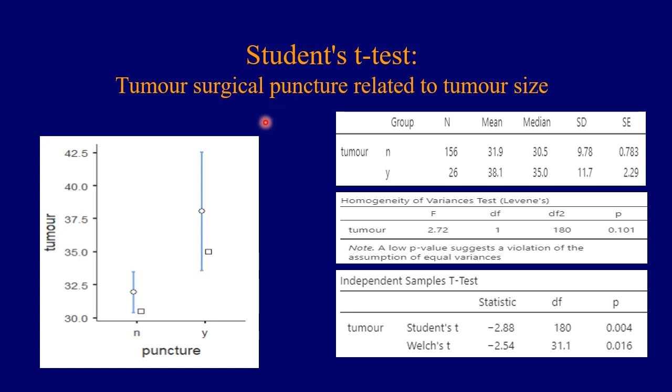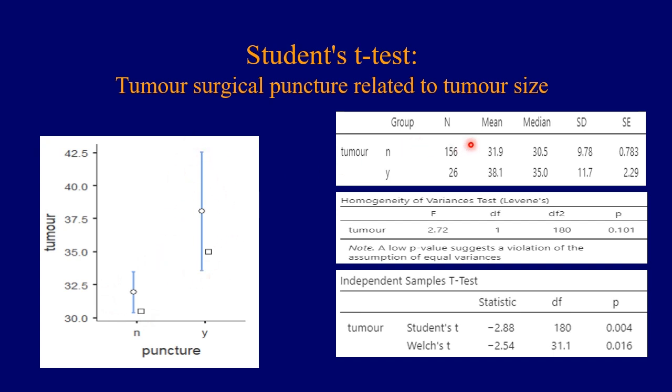We are running a study on the tumor size related to the incidence of puncture of pleomorphic adenoma. And as you would expect, when the tumor is very big, then the rate of puncture is higher than when the tumor is small. But we want to find out whether this is significantly different or not statistically. So you have two groups here, one with no puncture and one with puncture in the pleomorphic adenoma.